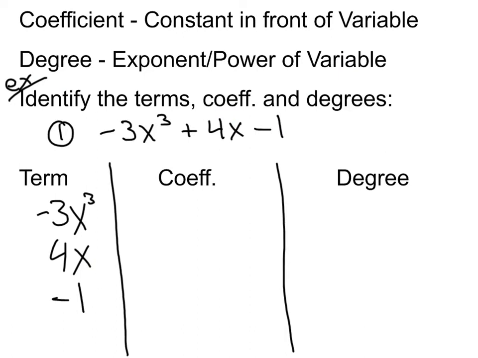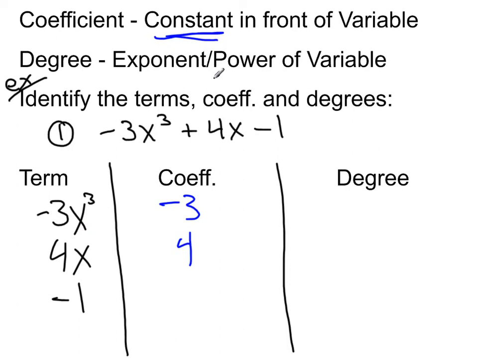Now, coefficient is the constant in front of the variable. So whatever's in front of the variable, we have negative 3. That gives us the coefficient. Same deal for the next guy. We have 4x, so the coefficient in front of it is 4. Let's hold off on this guy. This one's a little bit funky, so let's go talk about degrees.